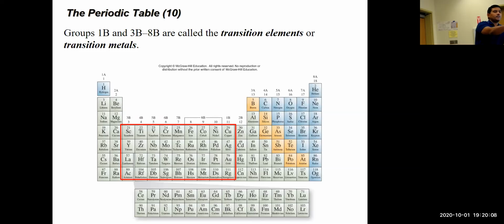All the elements from 3B to 1B, excluding 2B, are called transition elements. The two rows below are called inner transition metals, or inner transition elements, and specifically they are called lanthanides and actinides. That's all you need to know about the trends in the periodic table. The only part left in this chapter is part 7 of chapter 2, and that will conclude chapter 2.